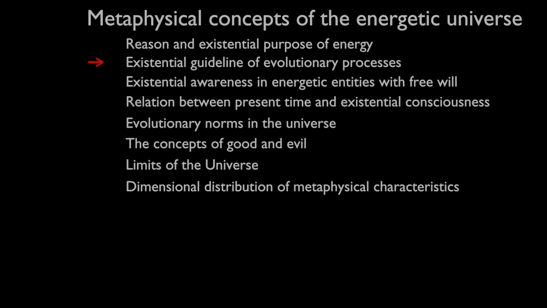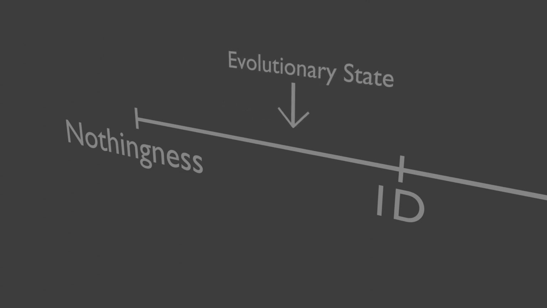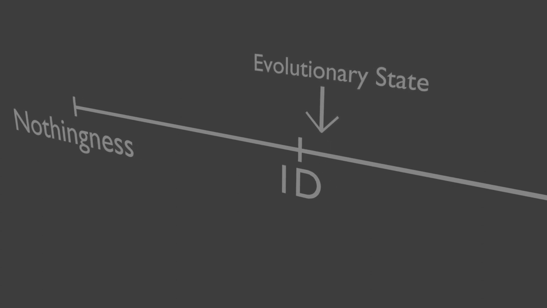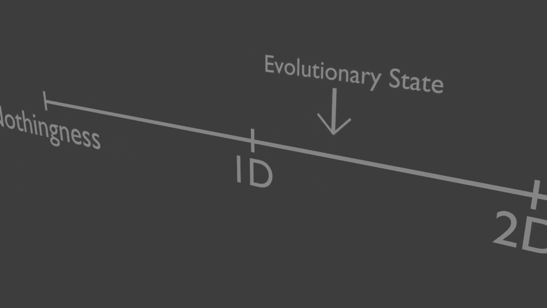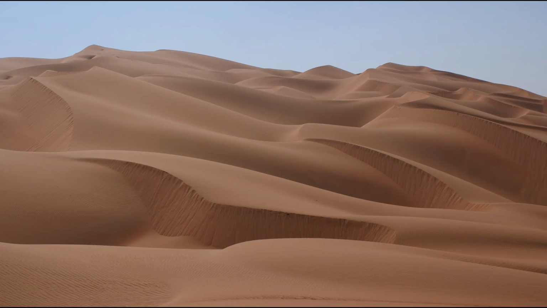Existential guideline of evolutionary processes. The hypothesis that energy evolves over time, achieving higher and higher energy levels through energetic entities, guided by an existential guideline, represents one of the basic principles of the n-dimensional energy model theory. In the case of abiotic elements, we can observe in our physical, chemical, biological studies, etc., that under equal conditions we will always obtain the same results.